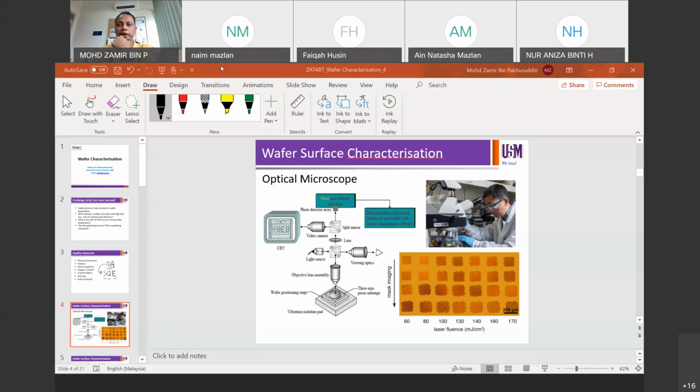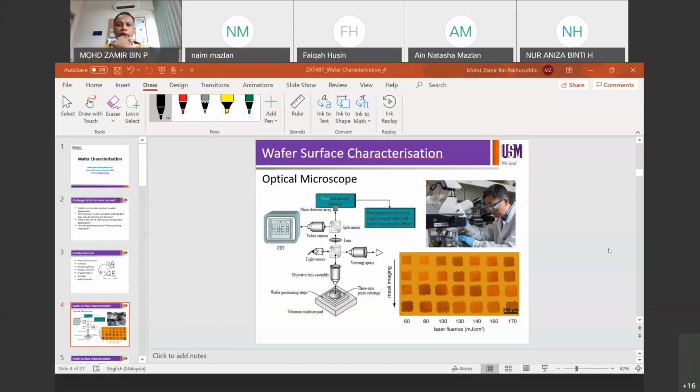So when we talk about wafer characterization, there are many areas that we are looking at. It can be optical properties of the wafers. It can be surface morphological properties or surface condition of the wafers. It can be electrical properties. It can be some other properties as well. So it depends on how we want to look at it. Okay. So if you look at wafer surface characterization, there are in fact many methods that can be done to characterize the surface condition of the wafers.